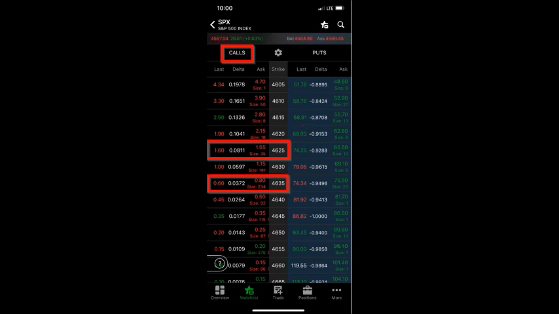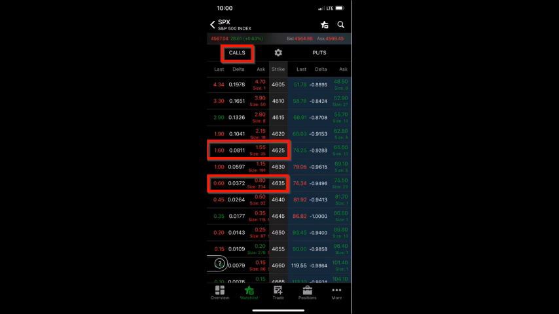And then I'm going to buy the strike price 2 strike prices above the 4625. And that will complete the call side of the trade. So that will be the 4635 call strike price.